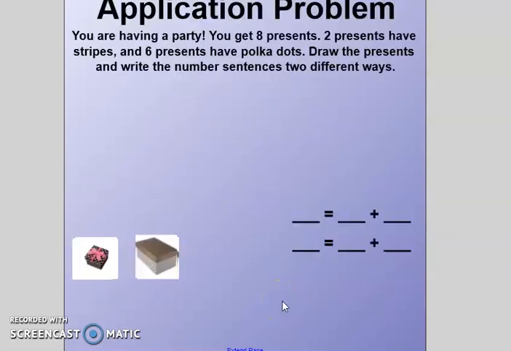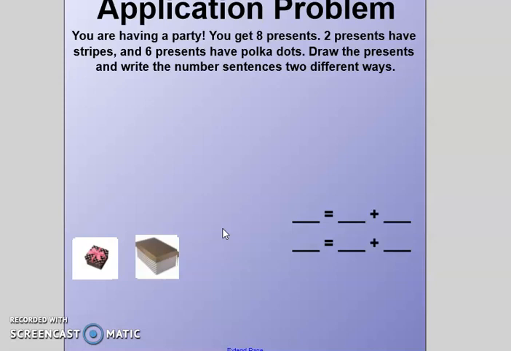Okay, so it says you're having a party and you get 8 presents. 2 presents have stripes and 6 presents have polka dots. So I want you to close your eyes. I'm going to read the story again. You are having a party. You get 8 presents. 2 presents have stripes and 6 presents have polka dots. So we're going to do this one on the screen together. I want you to just watch what we do and help me through it, okay?